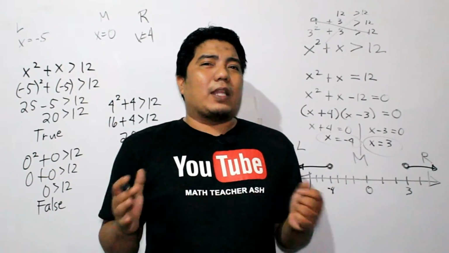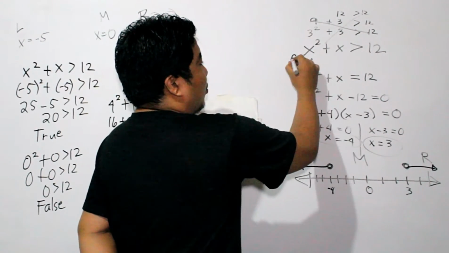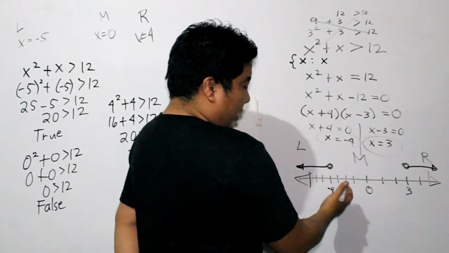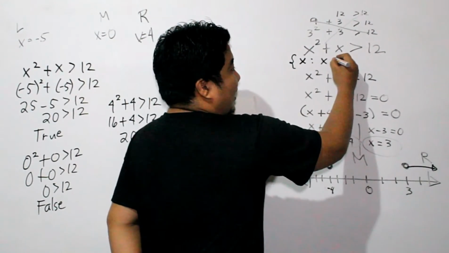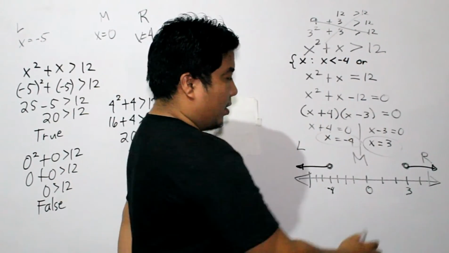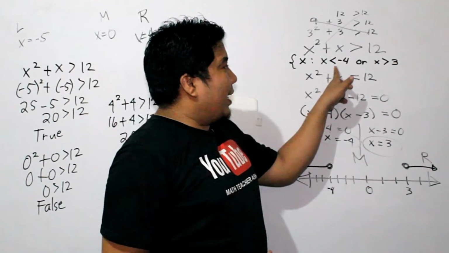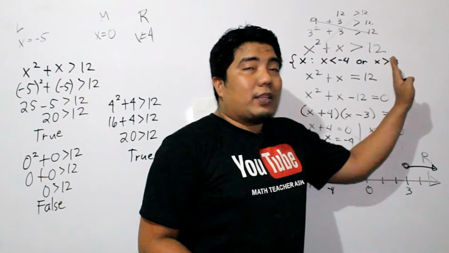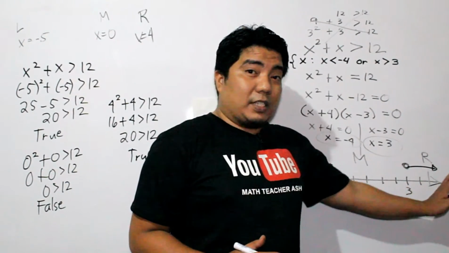Now, how do we write our final answer? That is the solution set of x such that x is, okay, this is the one, right? So, those numbers that are less than negative 4. X is less than negative 4 or x is greater than positive 3. I say less than because we are talking about numbers that are less than negative 4. And I say greater than 3 because we are talking about numbers that are greater than positive 3.